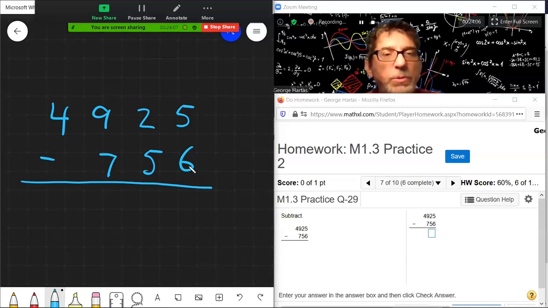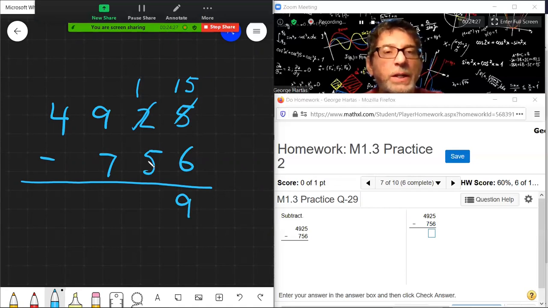5 minus 6, we cannot do that. 5 is too small for the 6. We borrow from the 2. The 2 becomes a 1. The 1 that we borrowed from here makes this a 15. Now we can subtract. 15 minus 6 is 9.